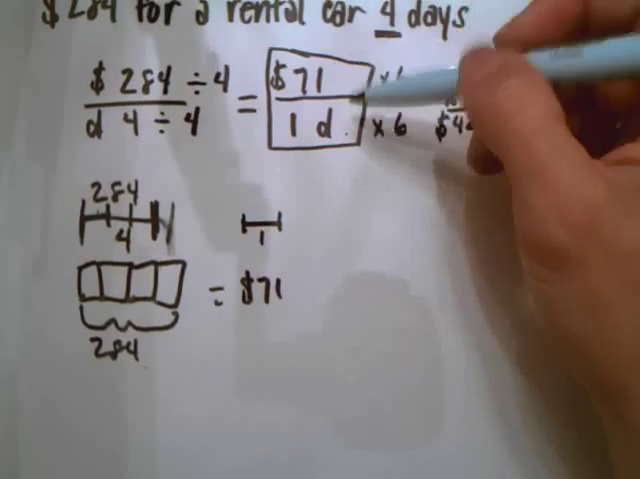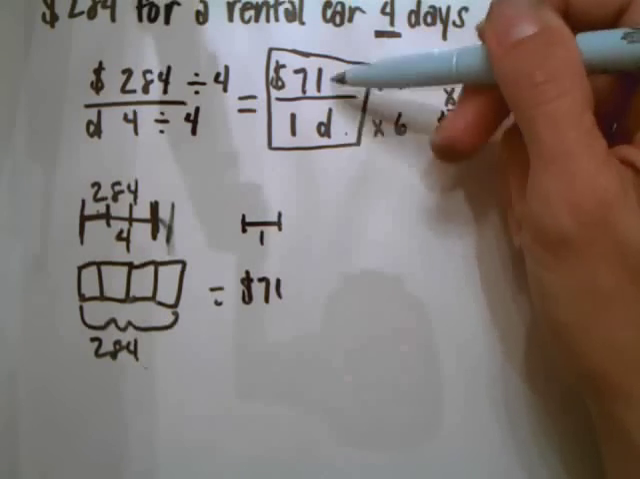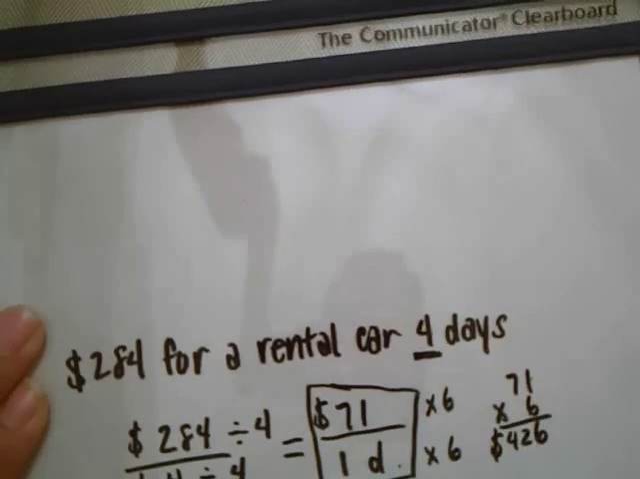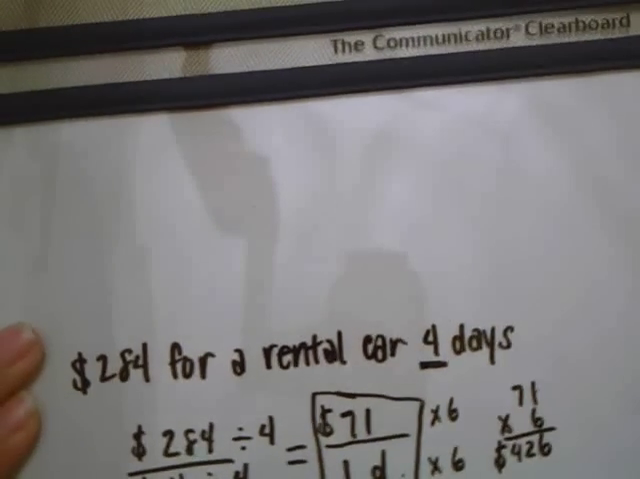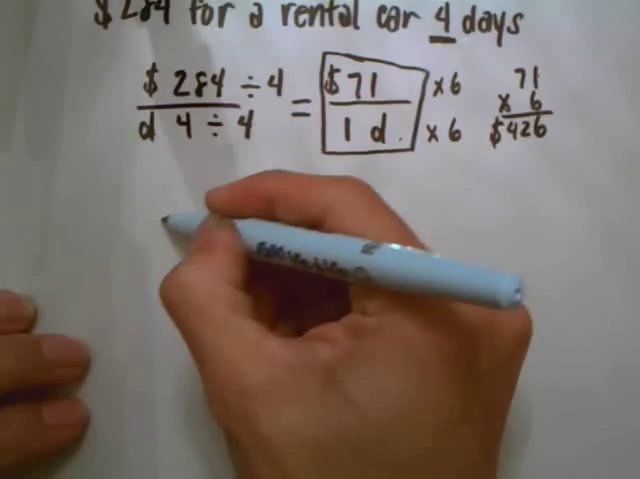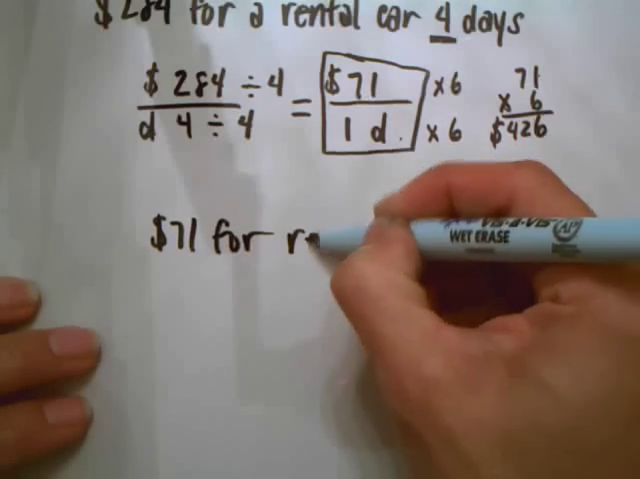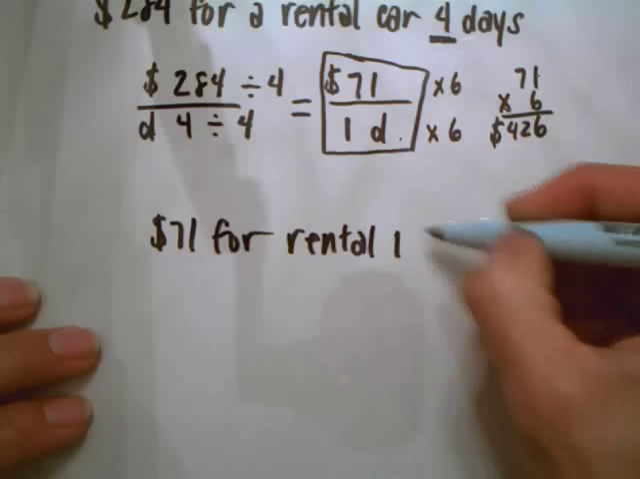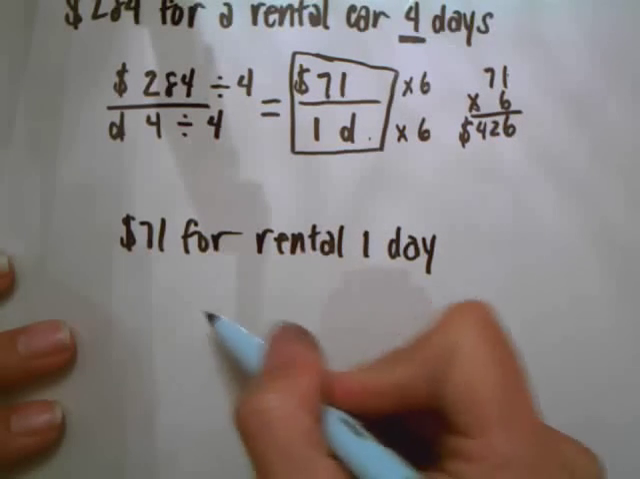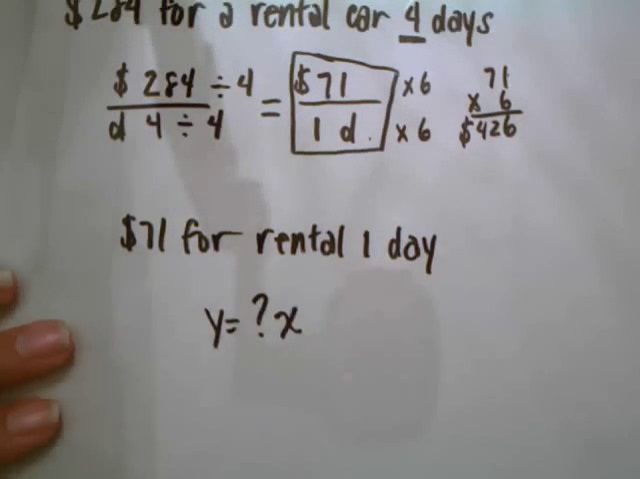$71 I'm going to pay for 1 day of renting a car. How do I figure out how to put this in an equation form? All right, so I'm going to clear off some of this and make ourselves a nice clean spot. So here's our unit rate: $71 for 1 day. How do I write an equation? Well, the equation is always written y equals something times x.